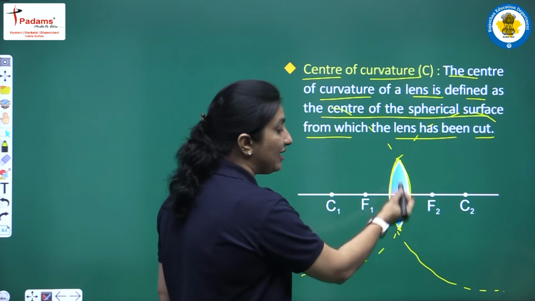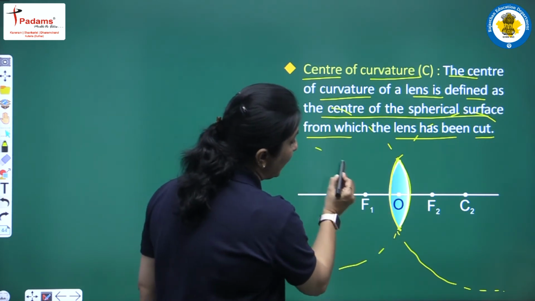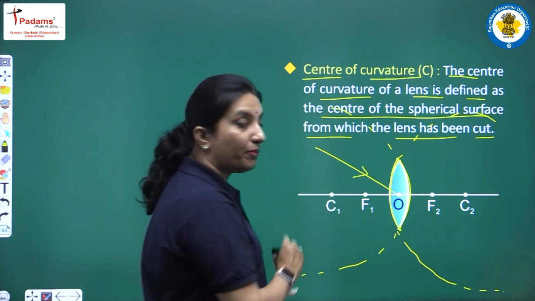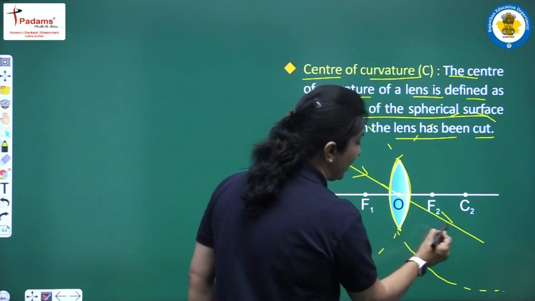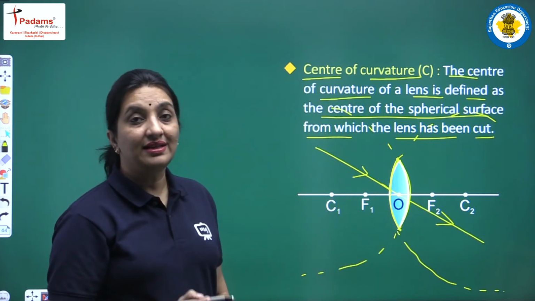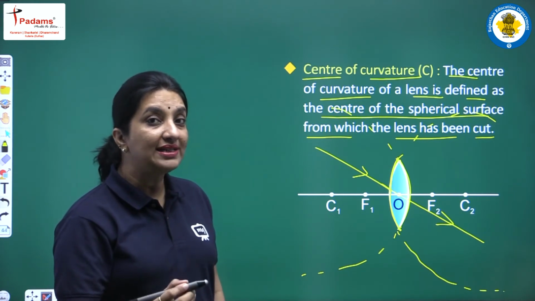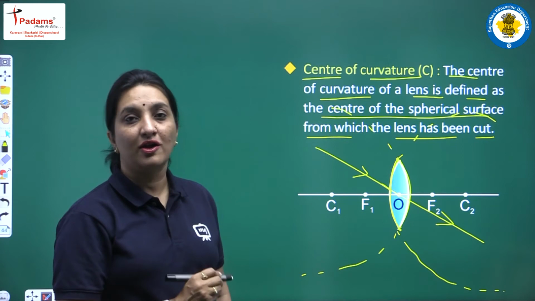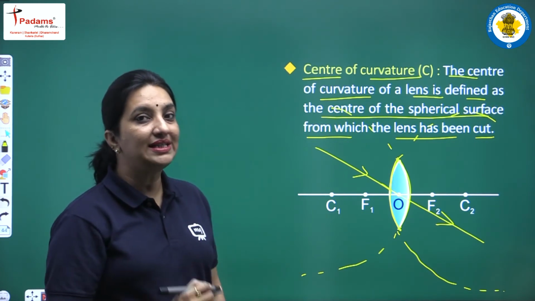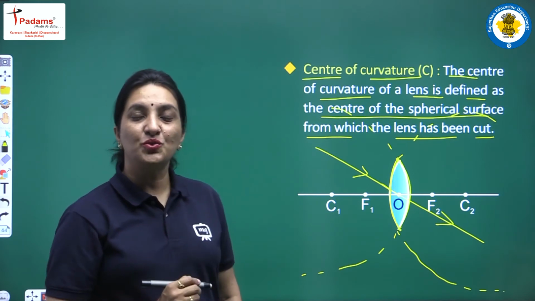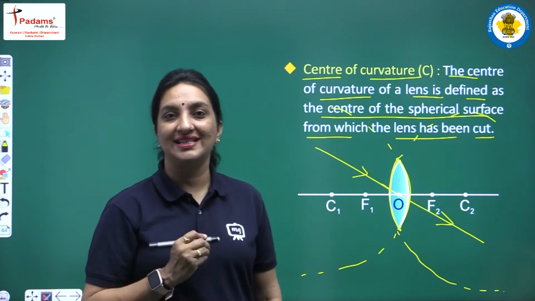Basically this is the center of the convex lens, and any ray of light which is incident on this optical center after refraction will go straight, undeviated. That is, this point is a point on the principal axis, and any light incident towards this optical center will go straight from the lens undeviated.